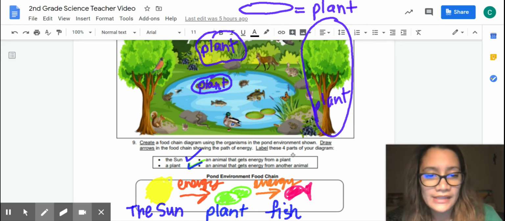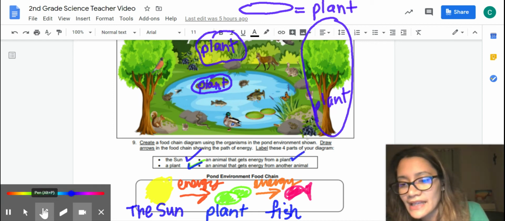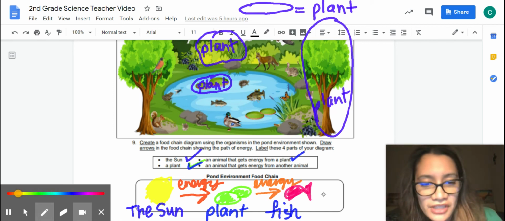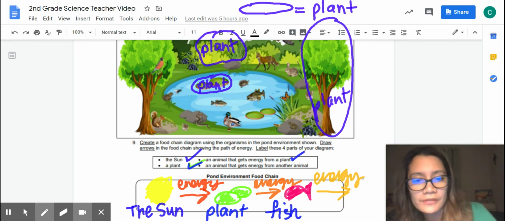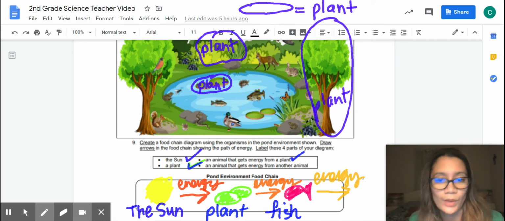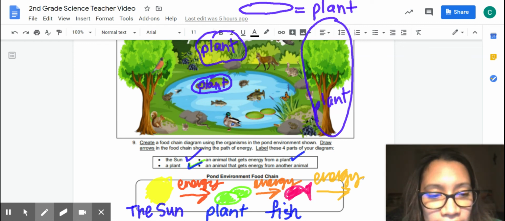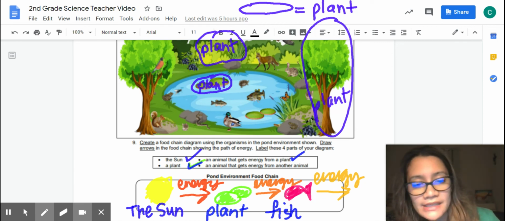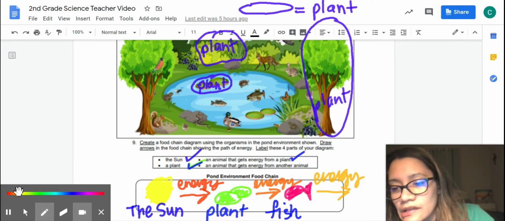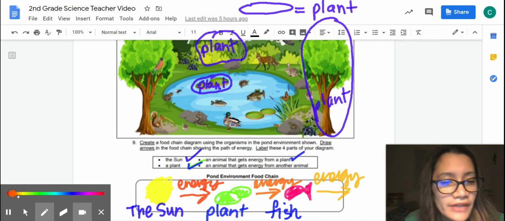Okay, so I've got an animal that would get its energy from a plant. And then I need to think about an animal that would get their energy from the fish. There's a lot of predators in this picture, and I'm going to try to draw one of them. What would eat a fish? A fox would do. That's the best one of this pond environment. So here I go. I'm just going to draw the fox head.